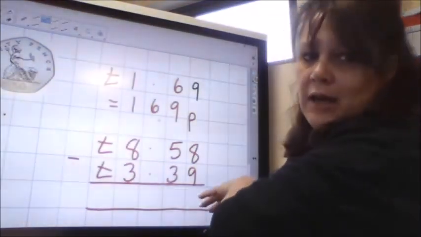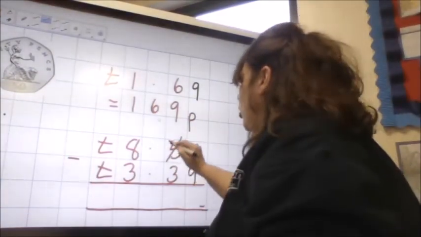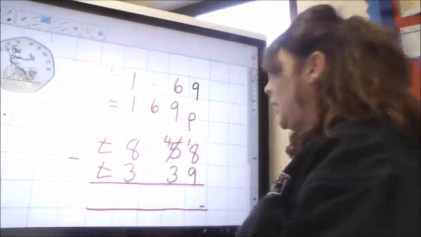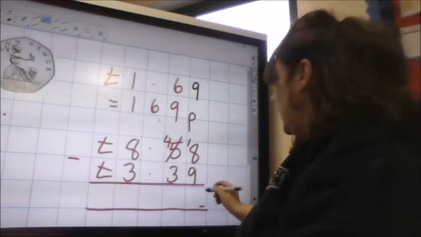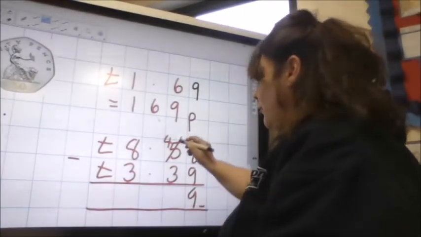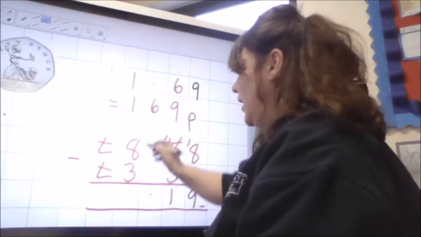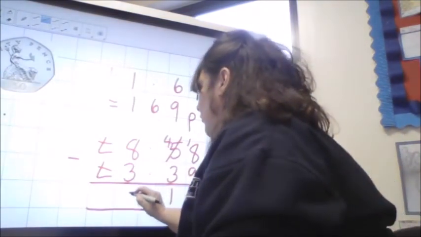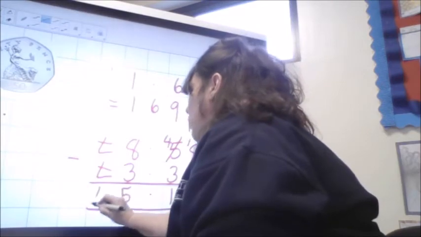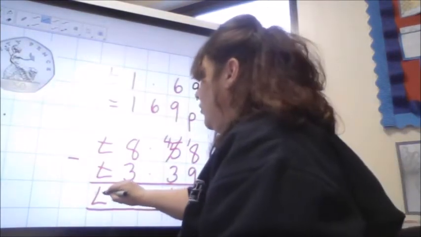So 8 take away 9. Can't do it, so I'm going to knock next door. Okay, so now I can. 18 take away 9 is 9. 4 take away 3 I can still do, that's 1, decimal point in there. 8 take away 3 is 5. I'll put my pound sign there.